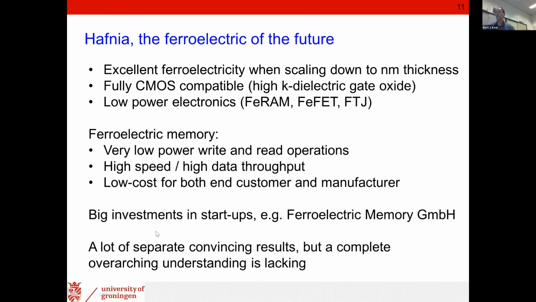And for instance, now also there is big investment in startups, and also the bigger foundries started a lot of investments in, say, new types of memories based on ferroelectricity. For instance, in Germany, there is a big investment in a new company which is called Ferroelectric Memory Company. So in the end, of course, there are a lot of interesting results which spark a lot of new results and also investment, but still a complete understanding of what is happening in these ferroelectric oxides is still missing. And particularly also the mechanism which gives rise to the ferroelectricity is still a debate. So we also want to contribute with our work to this topic.